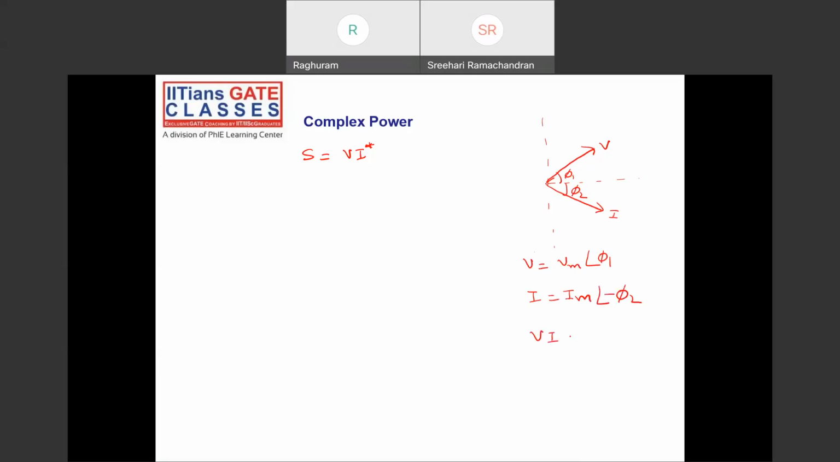So if I write VI, what happens? Vm Im at an angle phi 1 minus phi 2. But the difference between the angles of V and I is phi 1 plus phi 2. That is why I have to always take the conjugate of this. So then I'll get phi 1 plus phi 2. That is why for complex power we will always take V into I conjugate. This is important. Why is the conjugate taken?